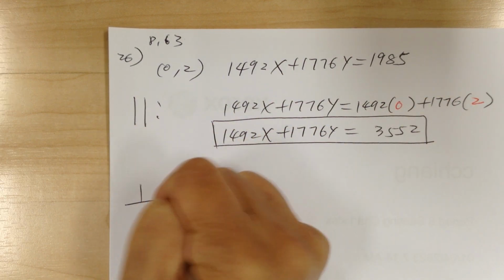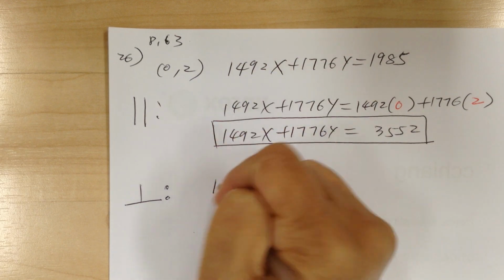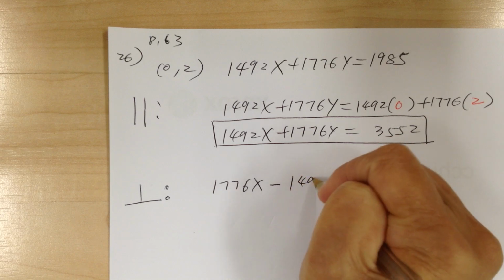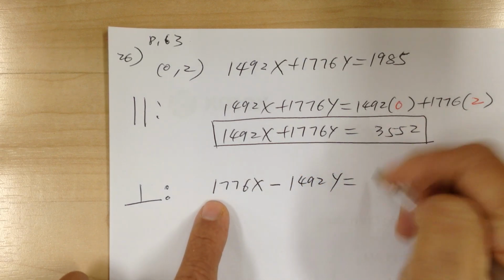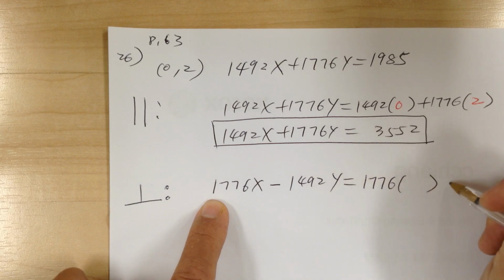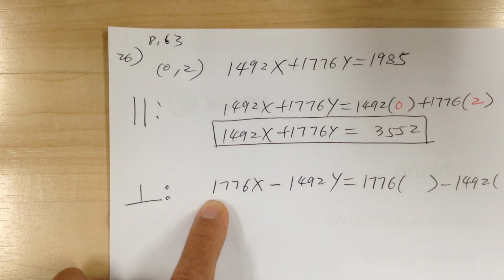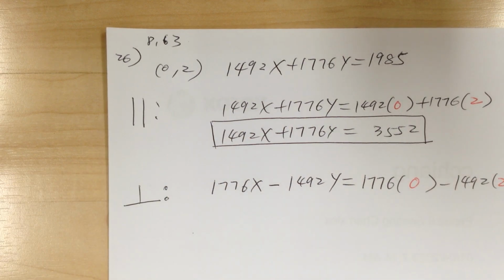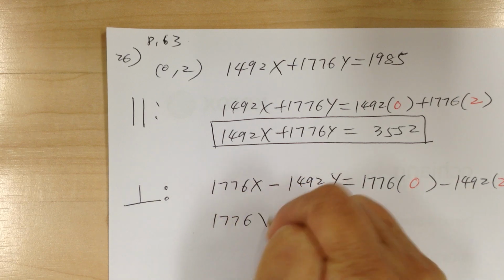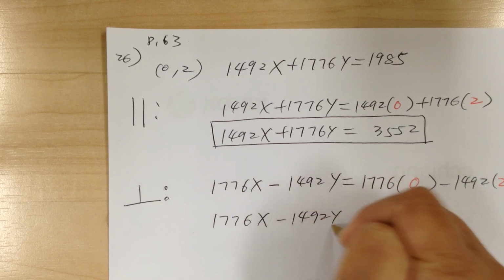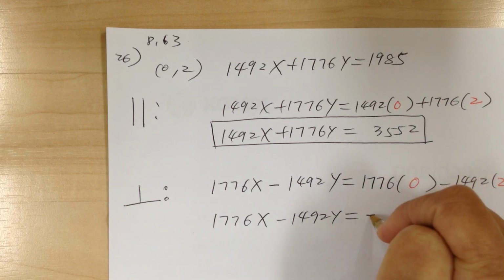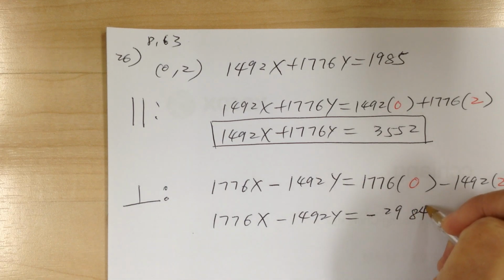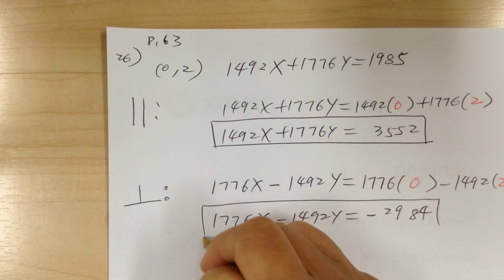Okay, to find the perpendicular line, you have to switch the number, so it'd be 1776x, and change the sign, so minus 1492y equal to 1776 times something minus 1492 times something. Again, you want this to go through this point, so you put in (0, 2). So you're going to get 1776x minus 1492y equal to negative 2984. Okay, and that would be your equation.